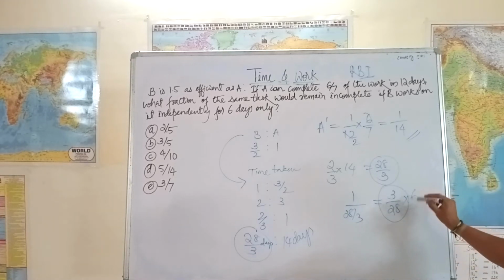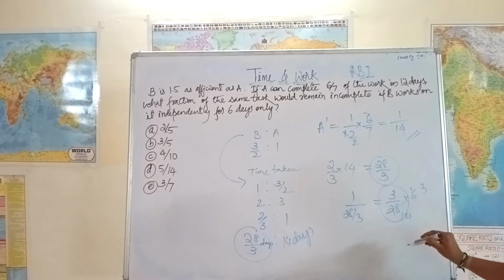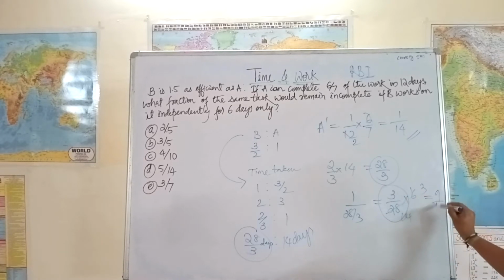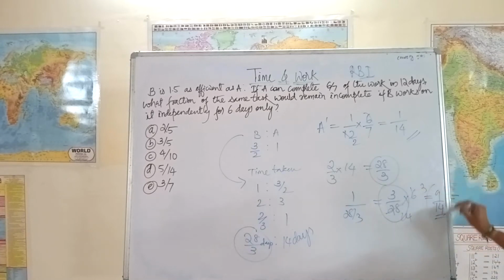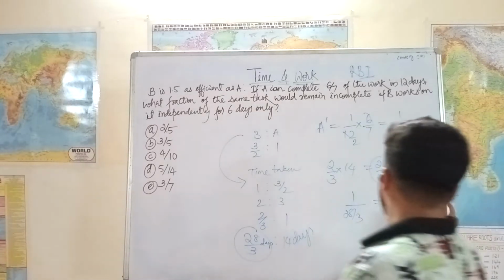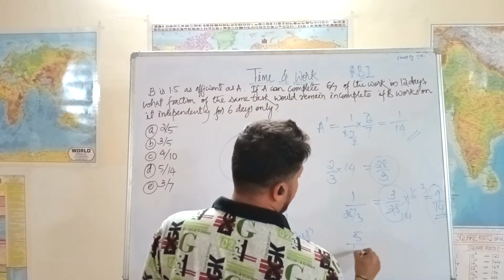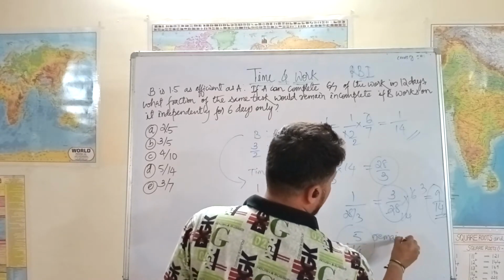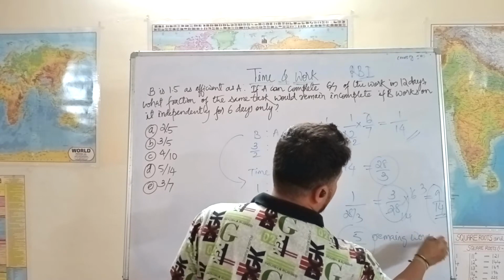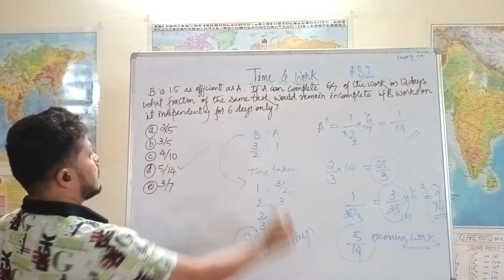So when he works 6 days, 2 3s are 2 14s are, so it's equal to 9 by 14. So when he got 6 days to work, he completed 9 by 14 of the work. So what is the remaining work? 5 by 14. So the remaining work is 5 by 14. So D is the right answer.